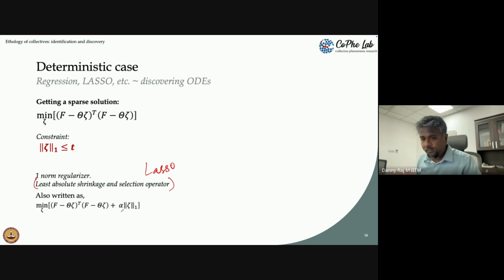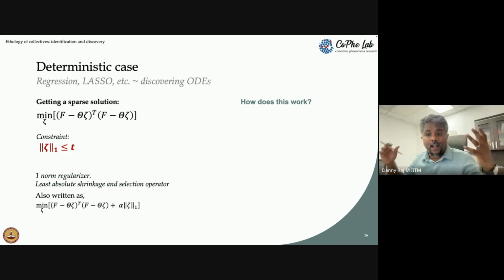Another way of writing it, if you ever were to look at this literature further, you will also see that sometimes it comes directly in the objective function. This can be taken here also. That's another way of posing the same problem. All right. Now the question is, does this work? Or in other words, it works, so we're going to ask, how does it work?